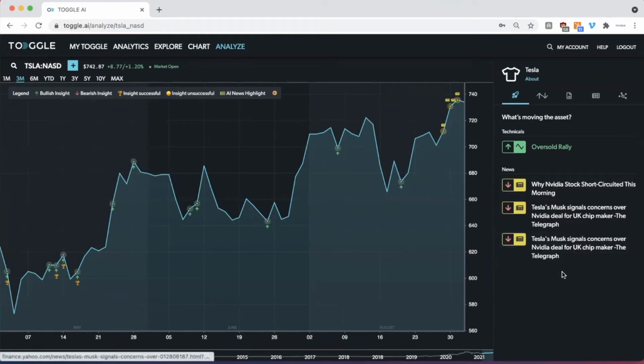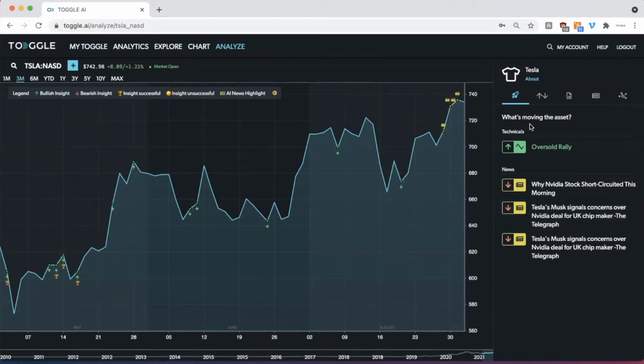Now, looking at the right side of your screen, if you look at what's moving the asset, this is basically an overview of Toggle insights. So technically, there is a bullish insight, but in terms of the news, we have 3 bearish insights. The reason why we give you both technical insight and news insight is because Toggle is basically a tool where we want to give you all the information you need to make the right decision. We're not trying to drive you in any direction to buy or sell an asset. We're just trying to give you an overall picture and really show you what the data is saying, and then let you make that final decision.